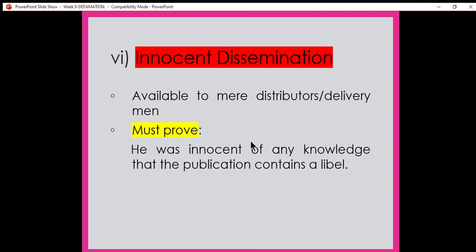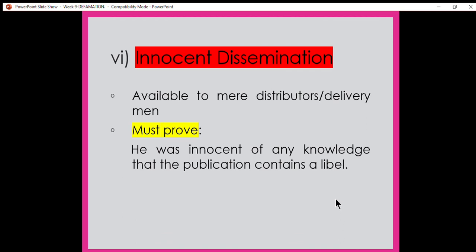Okay, and the last type of defense available to the defendant is innocent dissemination. In other words, innocent publication. So this is available to mere distributors or delivery men who are involved or participate in the publication of the defamatory article. However, he must prove that he was innocent of any knowledge that the publication contains a libel. So he must prove that when the article was distributed by him, he did not know that it contained a libel. He is a person who distributes the news only, the statement only, but he does not know that it contains any defamatory words.